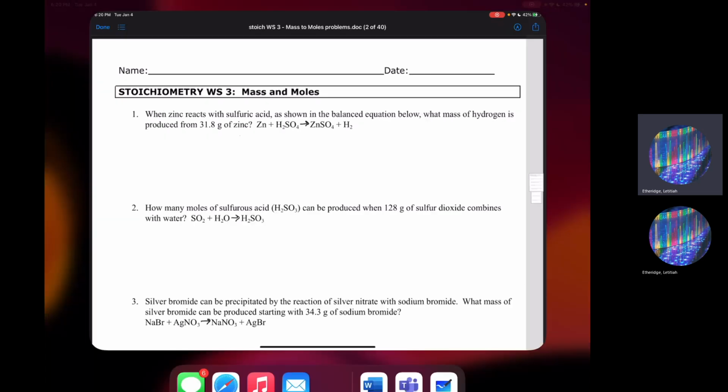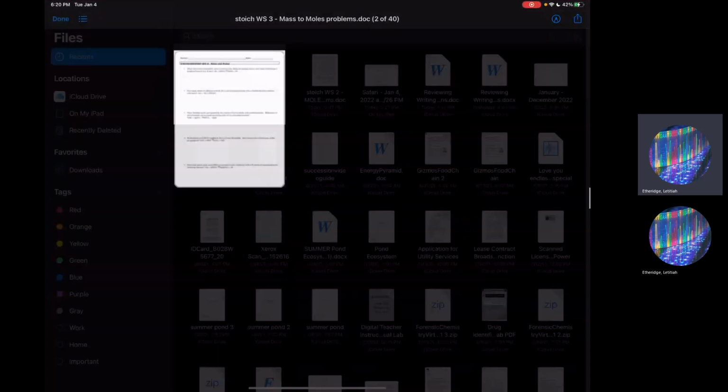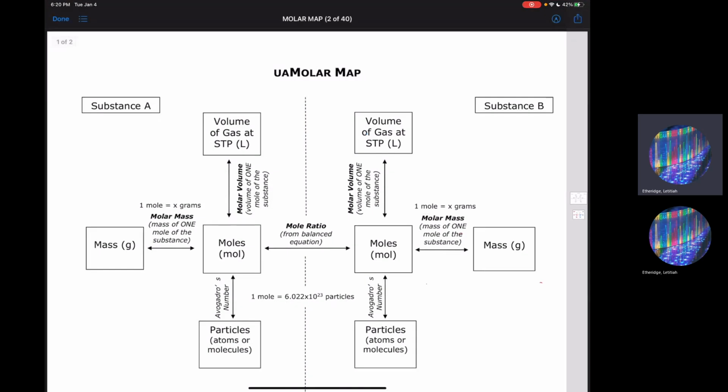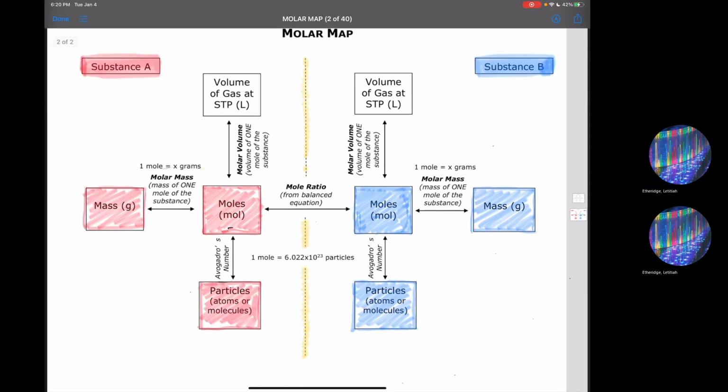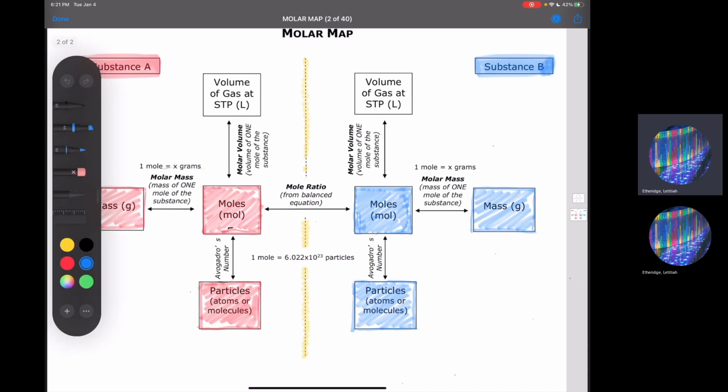Okay. So let me pull up your molar map so we can take a look at what I'm talking about. All right. And I am going to highlight the section of the molar map that we are actually rolling through. Okay, so the section of the map that we are going to be using is going to be right in the middle here. Okay, we are going to go right down the middle of your molar map.